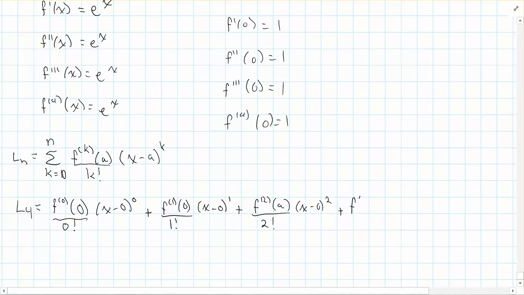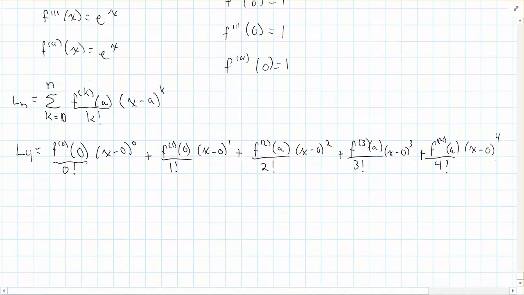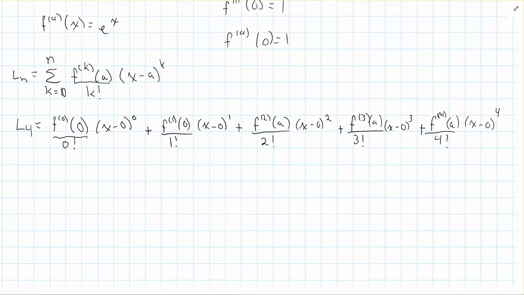Plus f third derivative at a over 3 factorial, x minus 0 cubed, plus f fourth derivative at a over 4 factorial, x minus a, which is 0, to the 4th power. So that's what this is basically saying we do. Now, all we have to do is basically substitute in and simplify.